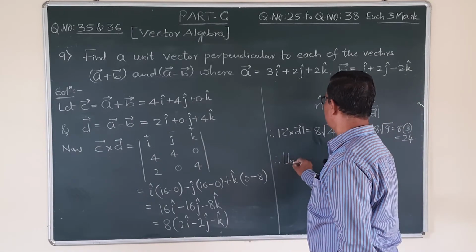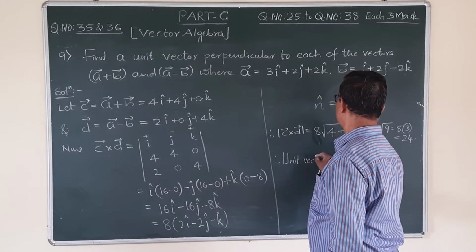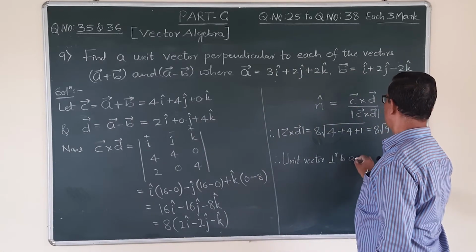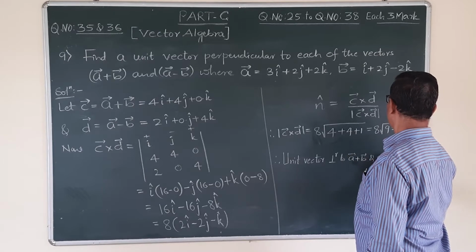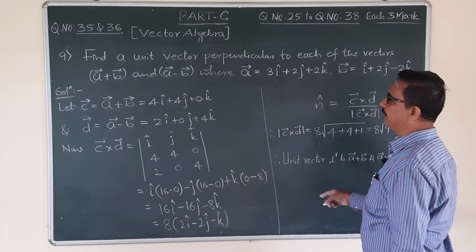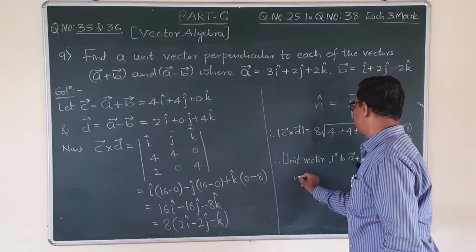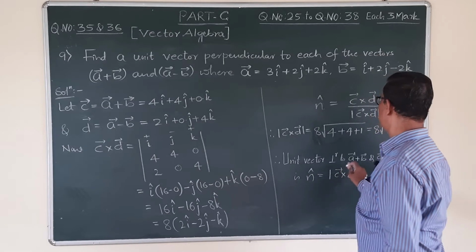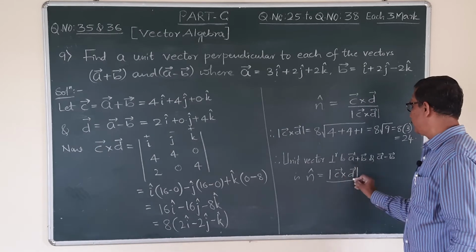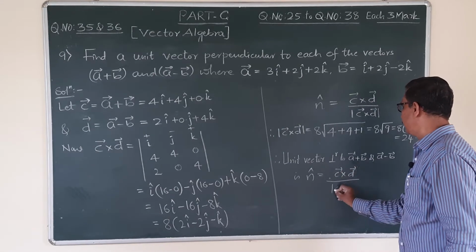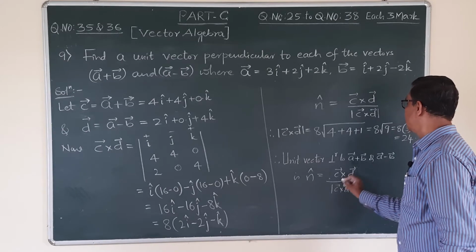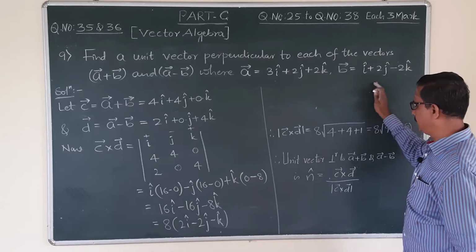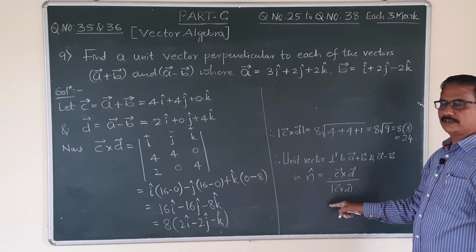Therefore, unit vector, remember that formula, perpendicular to each of the vectors A plus B and A minus B. A plus B denoted by C, A minus B denoted by D, is given by the formula: n cap is equal to C cross D divided by magnitude of C cross D. C means A plus B, D means A minus B. This is the formula for the unit vector perpendicular to both vectors, denoted by n cap, equal to C cross D divided by their magnitude.